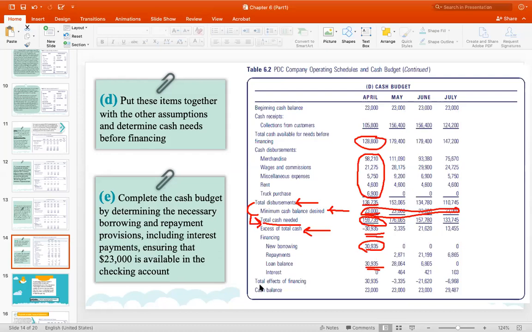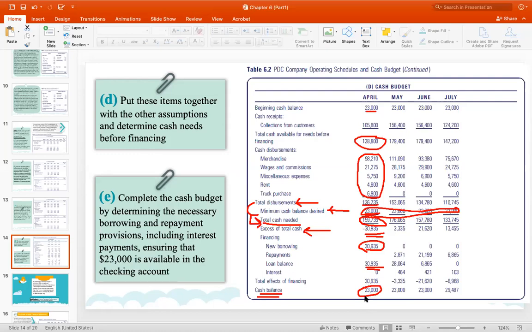Now, the new cash balance will be equal to the excess of total cash minus 30,935 plus the new loan, and we will reach a cash balance by the end of April equal to $23,000. So we have respected our agreement with the founder. We started by having $23,000 and ended by having the same amount in our cash balance in the firm.